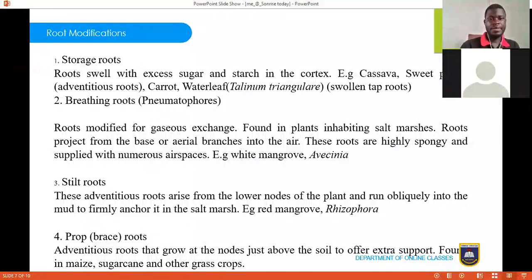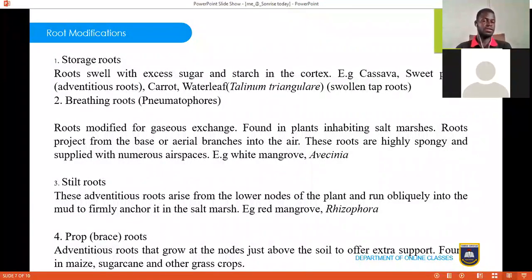Then another modification of the root is the breathing root, or what we call the pneumatophores. Now, these are modified adventitious roots that function in gaseous exchange. They are found in plants that live and grow in salt marshes, along the coast, inside the lagoons, or sometimes even very close to the coasts.